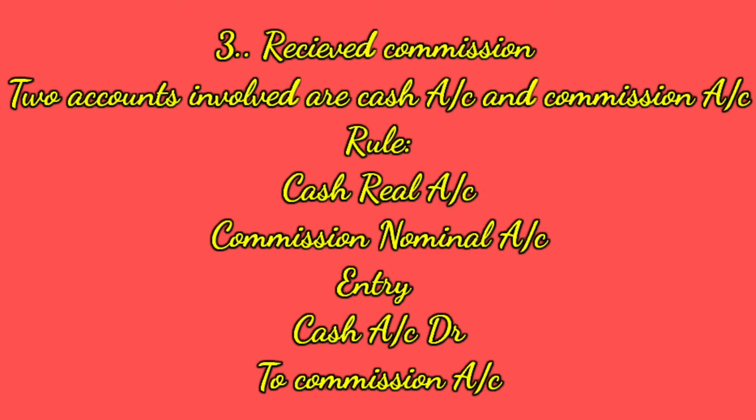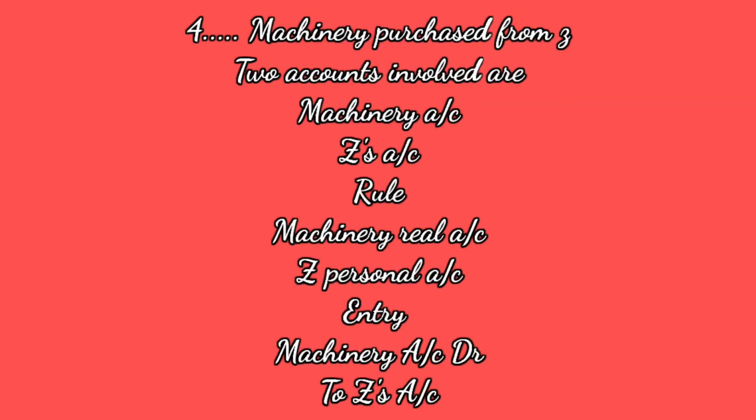And let's see which rule applies to commission account. Commission is a nominal account. The rule for nominal account is debit all expenses and losses and credit all incomes and gains. Commission received is an income, so we have to credit commission. Therefore, the journal entry is cash account debit and commission account credit.